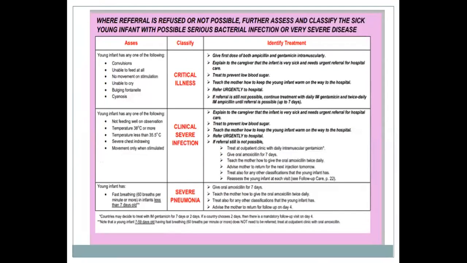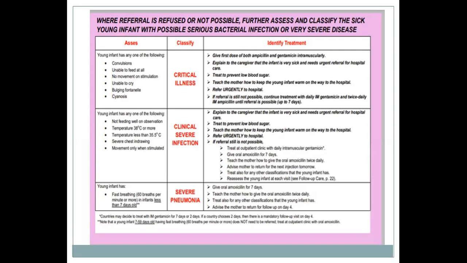Where referral is refused or not possible, further assess and classify the young infant with possible serious bacterial infection or very severe illness, for example critical illness, clinical severe infection, or severe pneumonia. In critical illness, give the first dose of antibiotic, explain to the caregiver that the infant is very sick and needs urgent referral. Treat to prevent low sugar level, and refer urgently to hospital.